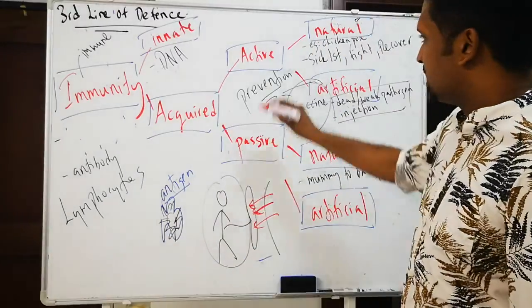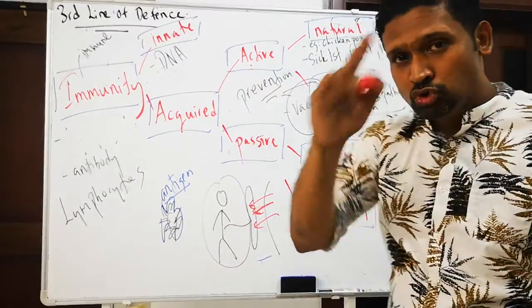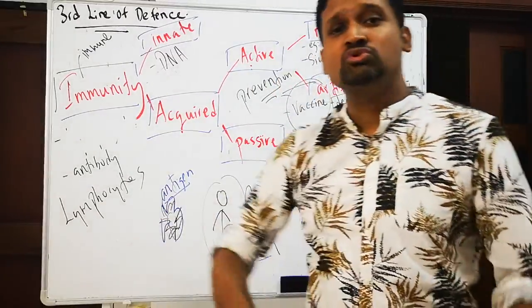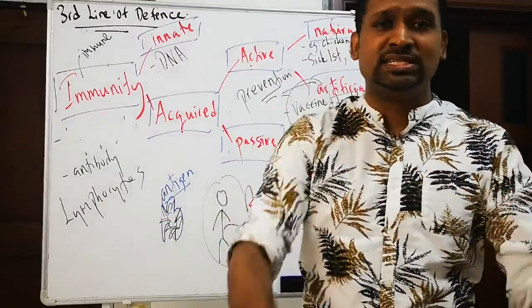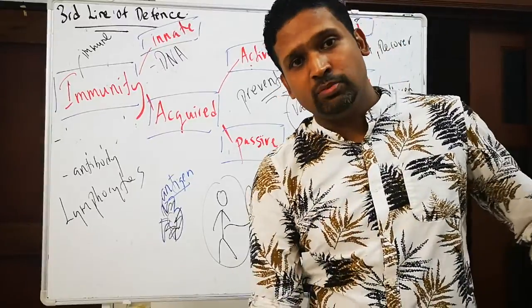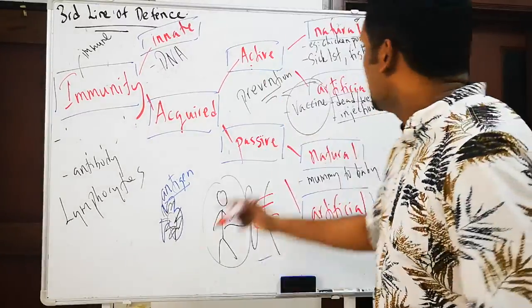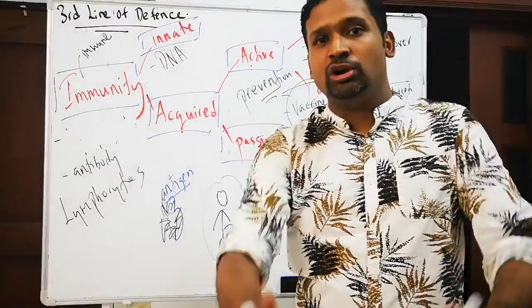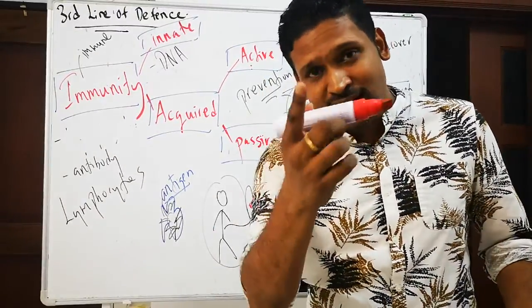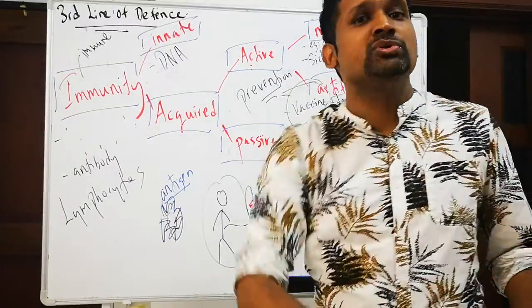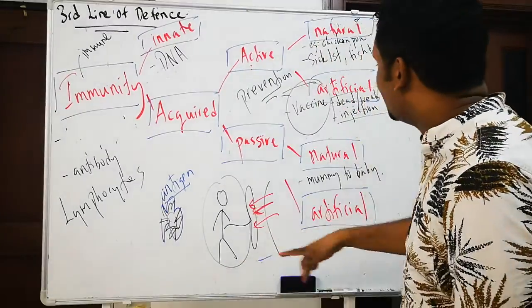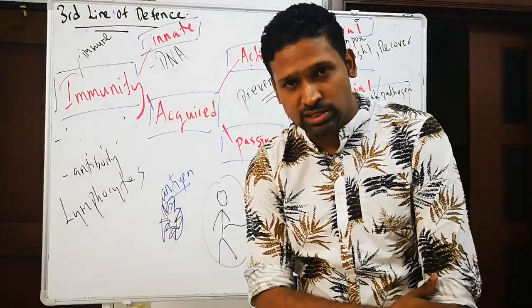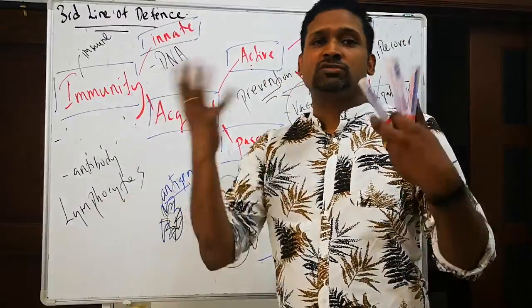Okay, but be clear on this, guys. These two: active means you, as the individual, are producing the antibodies. Natural active means you get sick first, fight the disease, then produce the antibodies. That is natural active immunity. Artificial active acquired immunity means you cheat the body to produce the antibodies, but still you produce the antibodies there. Whereas natural passive means you don't produce the antibodies. You obtain antibodies from another source.